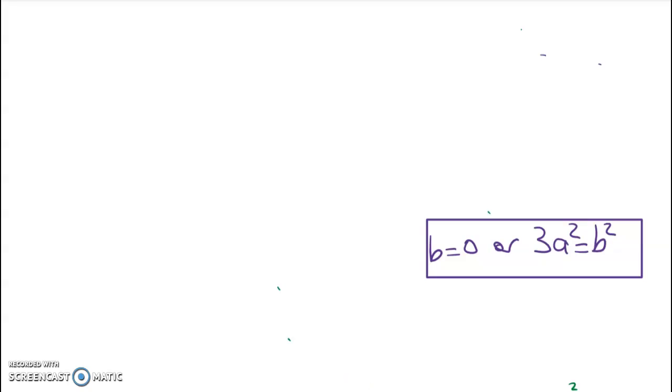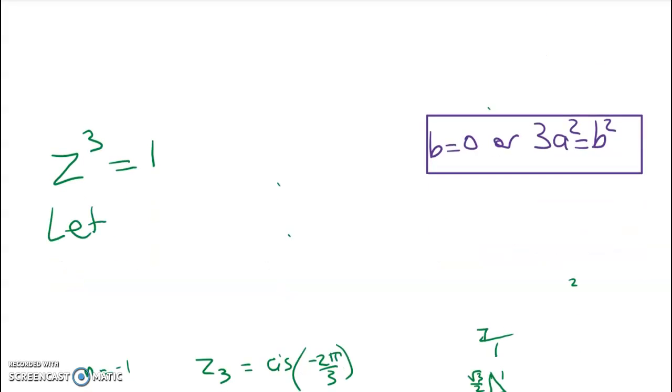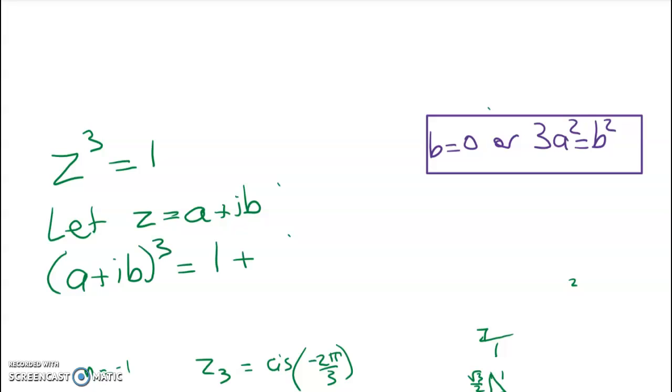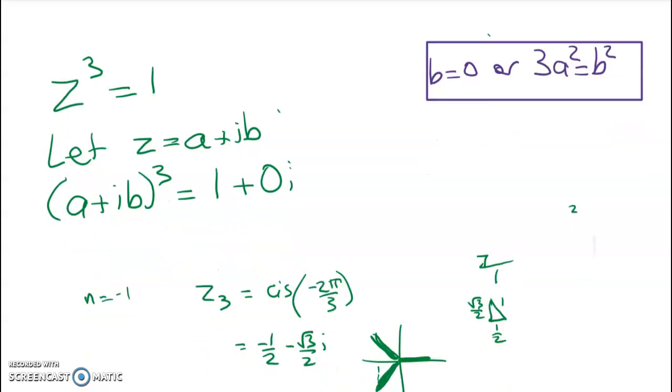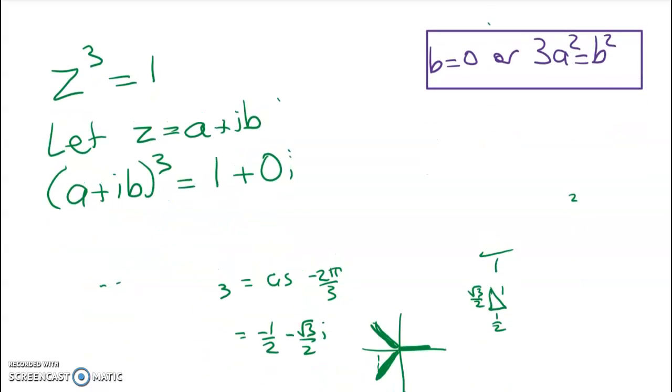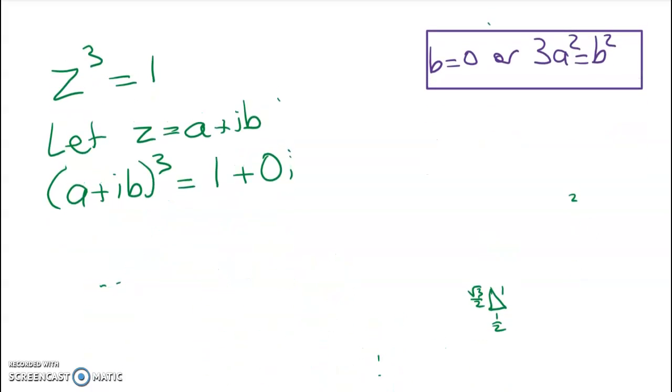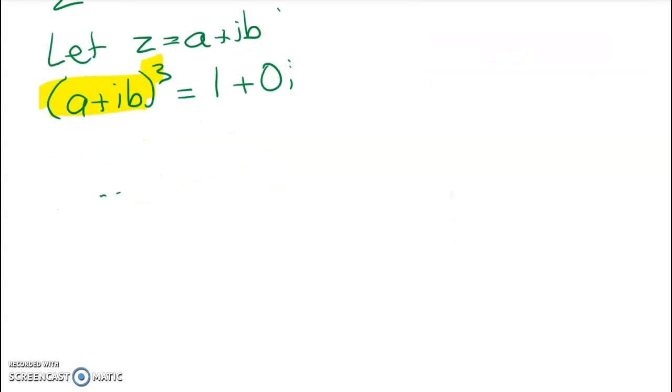Right, so what are we trying to do? We're trying to find the solutions for z cubed is equal to 1. We're going to start by saying let z equal a plus ib. We know that a plus ib cubed must equal 1, and I'm going to write that as 1 plus 0i. So from the thing we just did, we know that if this is a real number, then either b is 0 or this is 0. So we're going to work with 2 cases.